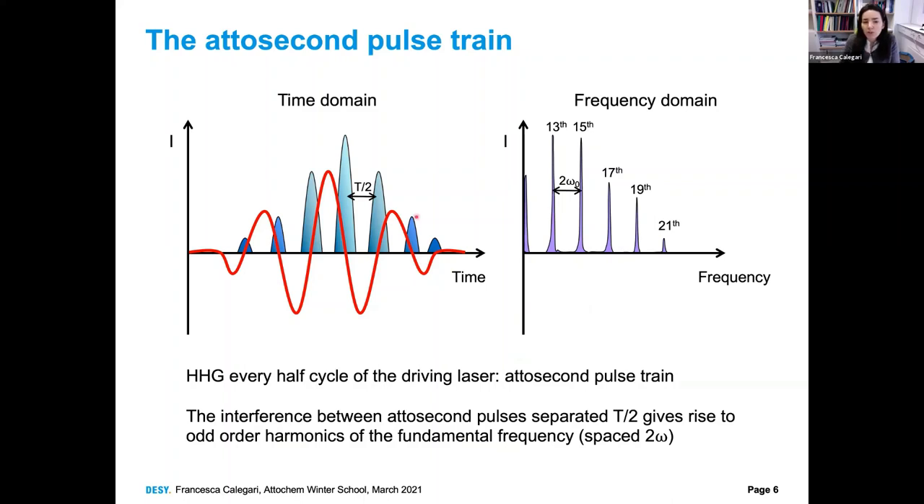That is a description in the time domain, which automatically results in the frequency domain in a frequency comb of odd order harmonics of the fundamental laser frequency. So this is an example of the harmonic spectrum that you get, with the separation corresponding to omega zero, where omega zero is the fundamental frequency of your laser.